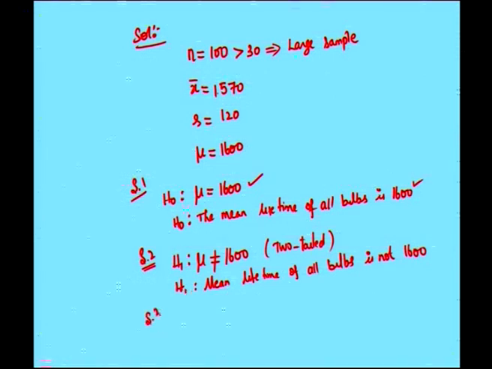Then step 3, you are asked to test at 5% level of significance. Alpha is equal to level of significance.